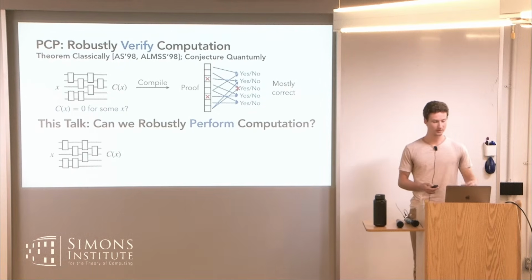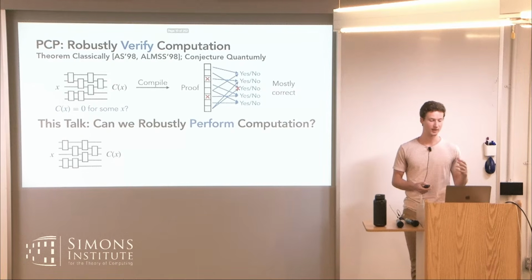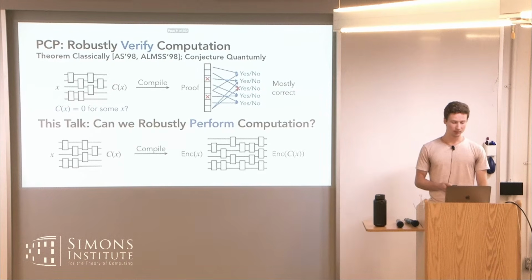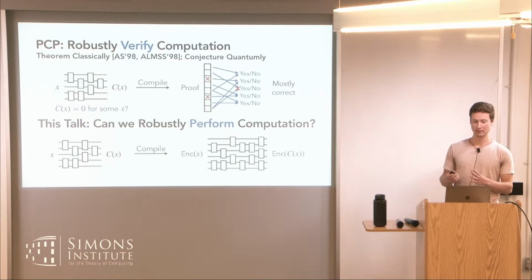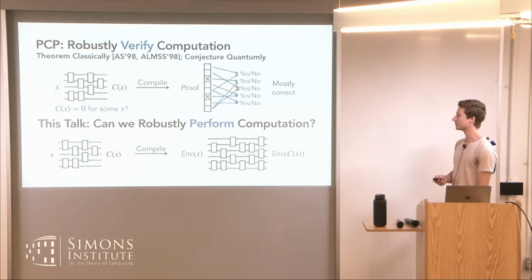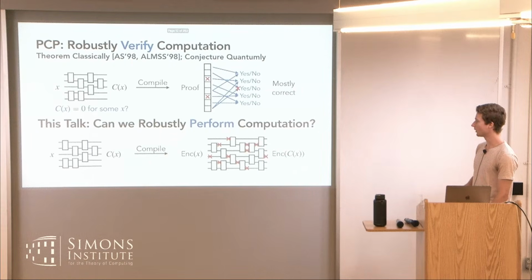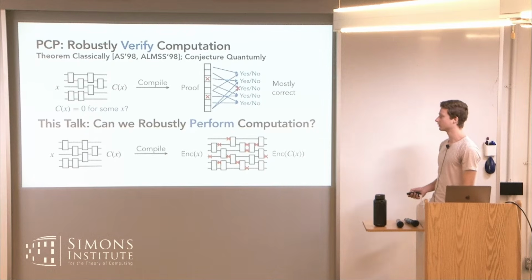So what does that mean? Now I'm still going to start with some circuit, and I want to know if it has a satisfying assignment or not. But now instead of compiling the circuit into a proof that's supposed to convince us about something about the output of the circuit, I'm just going to compile this circuit into another circuit that robustly just simulates the original circuit. And what I mean by that is if in every time step of this new circuit, we allow a constant fraction or almost a constant fraction of the bits to be corrupted, or the qubits to be corrupted, I still want to get the right output from this compiled circuit.